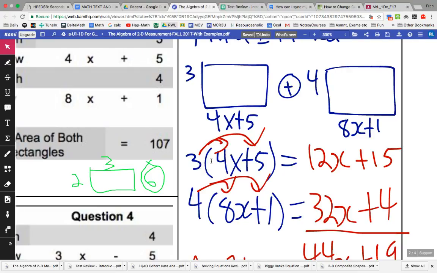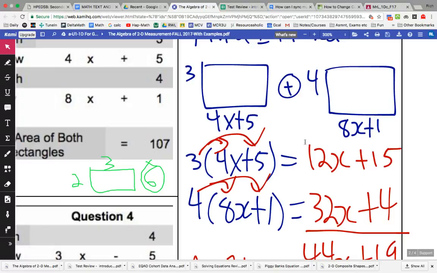This is called expanding through brackets, removing brackets. It's also called the distributive law. There's a lot of different names for this, but let's remember that we're expanding through brackets. You have to expand both things inside the bracket. 3 times 4x, that's going to work out to 12x, right? 3 times 5 is 15. And that's the simplified expression for the area of this first rectangle. So the area is 12x plus 15.